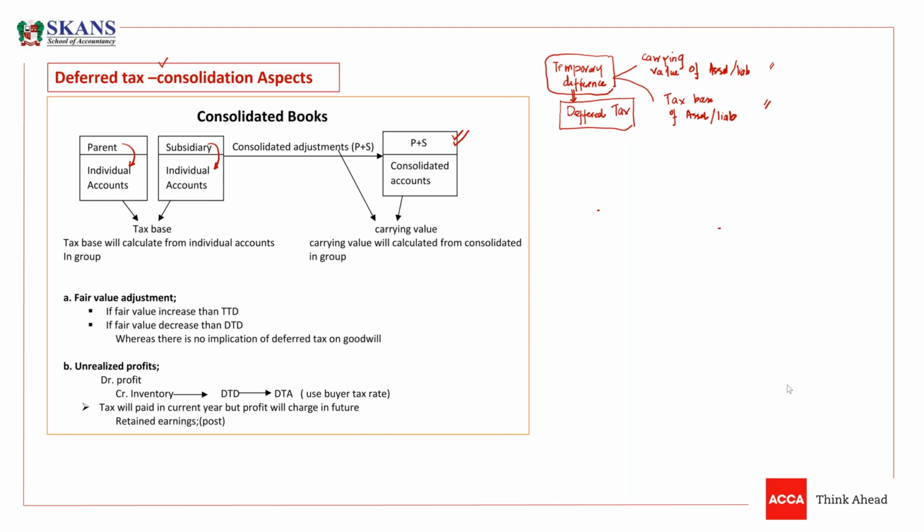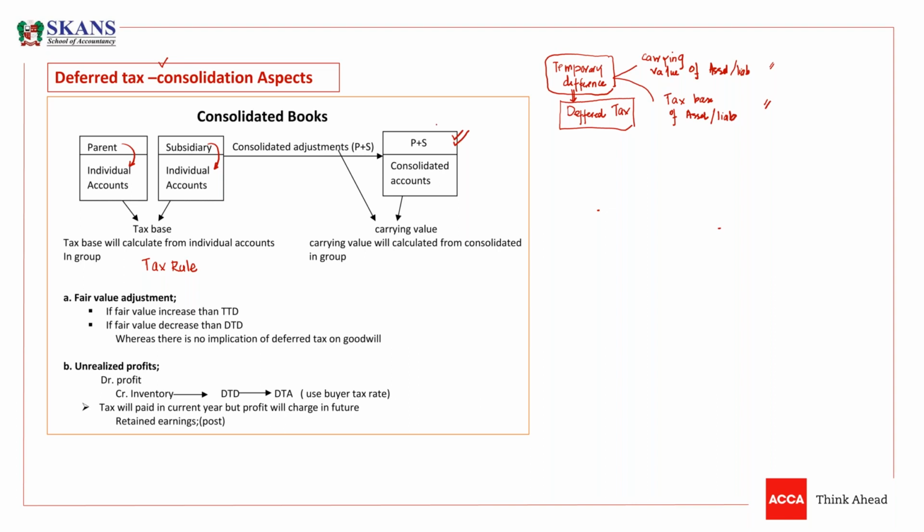So listen carefully, guys, now. In individual companies, tax rules will always be applicable on individual companies. Tax rules are applicable on individual companies because the legal status of parent and subsidiary is that they cannot be considered as one. This is the legal status. Under the law, parent is a separate entity, subsidiary is a separate entity. They can't be one entity under the law.